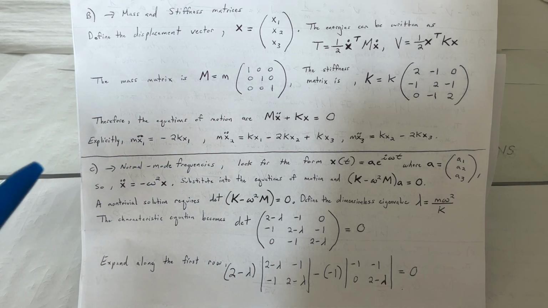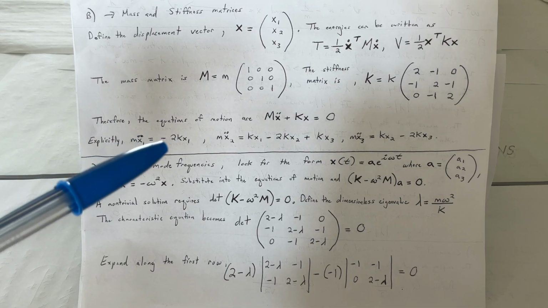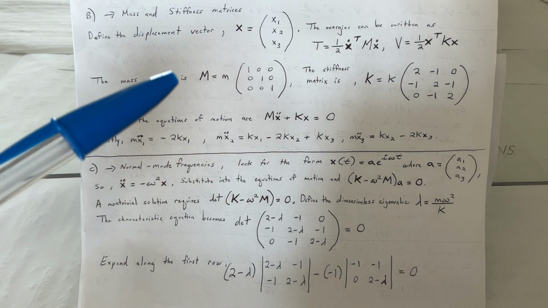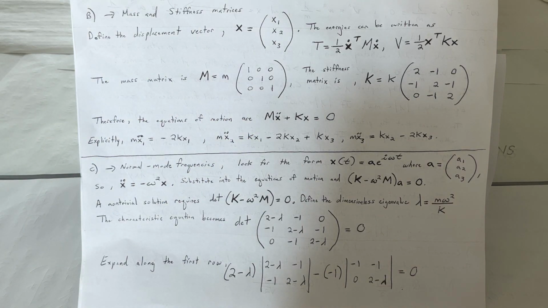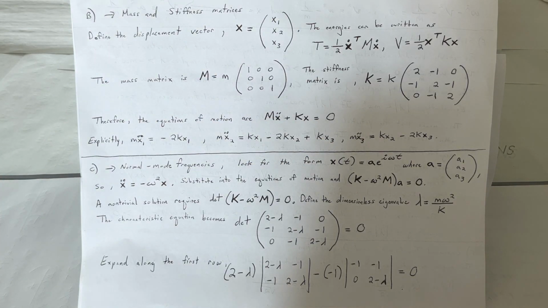So from here, therefore the equations of motion are capital M x double dot plus K x equals 0, and explicitly m x sub 1 double dot equals negative 2k x sub 1, m x sub 2 double dot equals k x sub 1 minus 2k x sub 2 plus k x sub 3, and m x sub 3 double dot equals k x sub 2 minus 2k x sub 3.